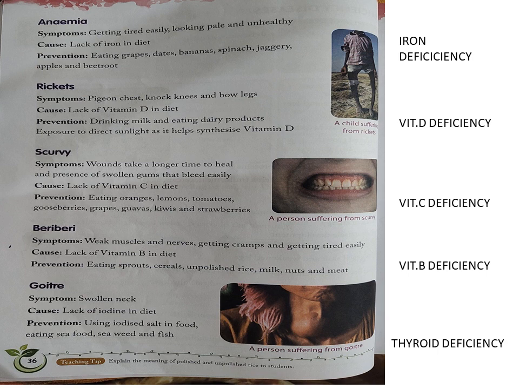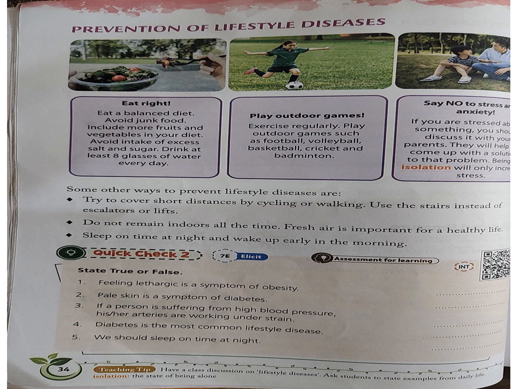What is this? This is goiter. Now, what is goiter? It is due to lack of iodine in our diet. This is a swollen neck, a bulge in your neck part. It is not a vitamin, basically it's iodine, it's a mineral. So, using iodized salt in food, and eating seafood, seaweed, and fish is what you should mainly eat to avoid this goiter.